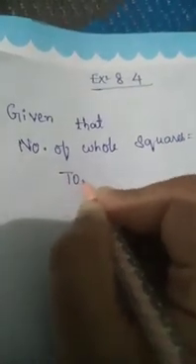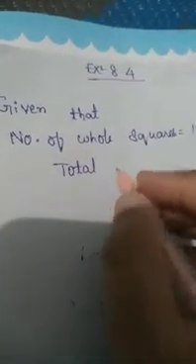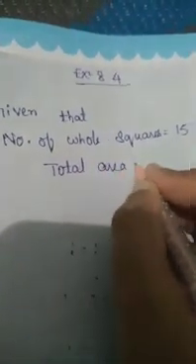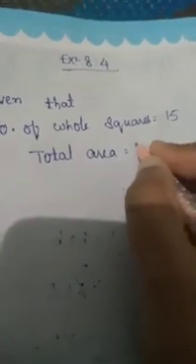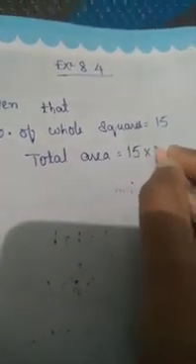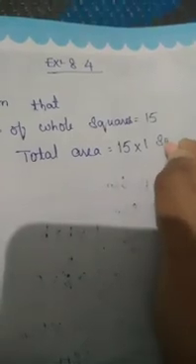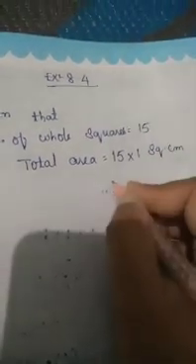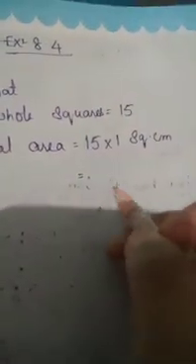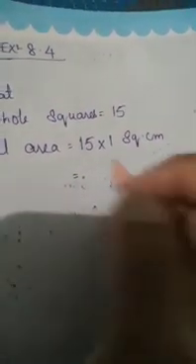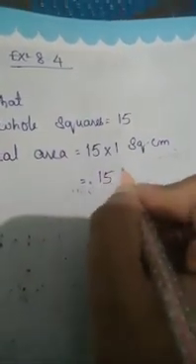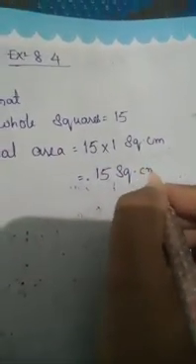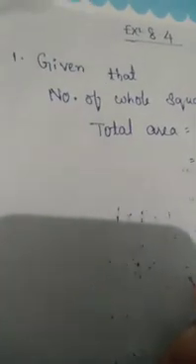So total we have to find the area. Total area equals 15 into 1 square centimeter. Here each square equals 1 square centimeter. So 15 into 1 square centimeter equals 15 square centimeter. Okay, so this is the first one, figure A.